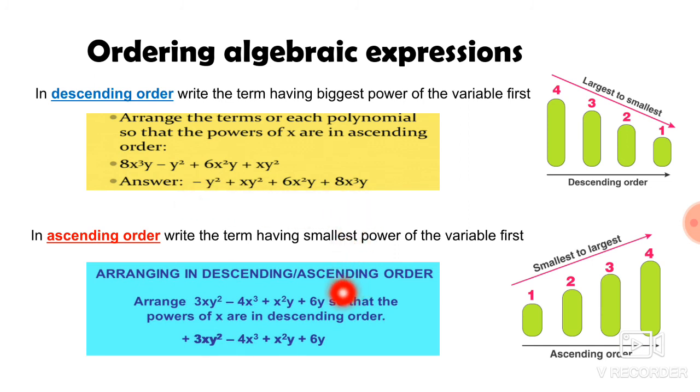In descending order, we also have to arrange according to x. According to x, this term has the smallest exponent, x exponent 1. Then x exponent 1, x exponent 3, x exponent 2, and x exponent 0. To arrange in descending order, we will write the greatest power first. And to arrange in ascending order, we will write the smallest power first.